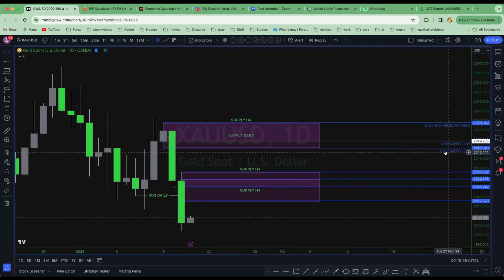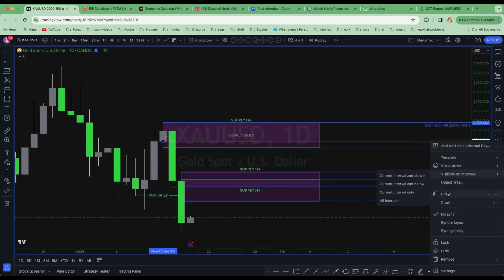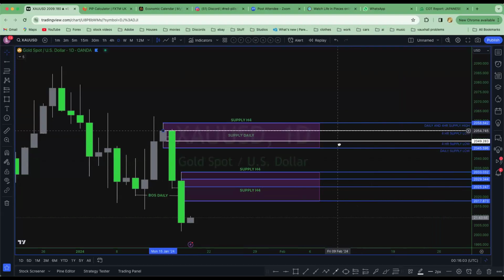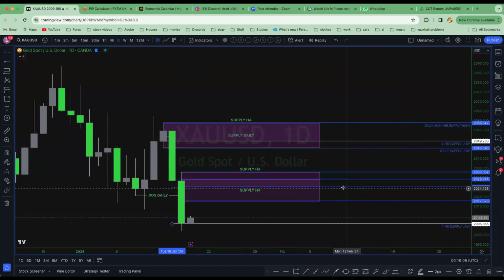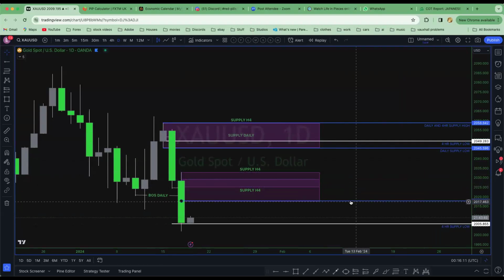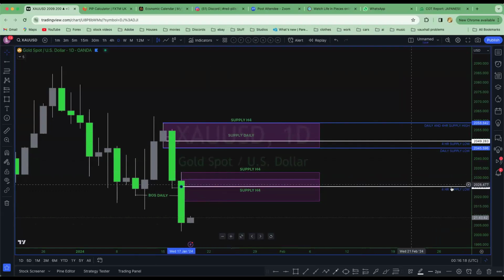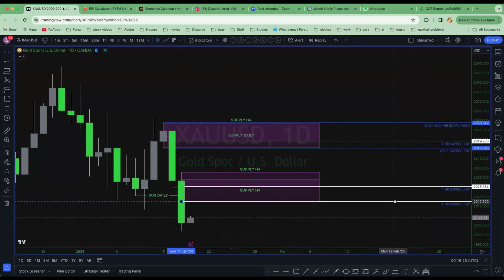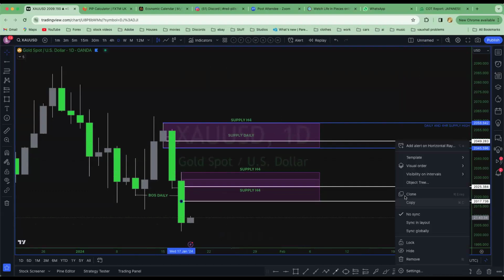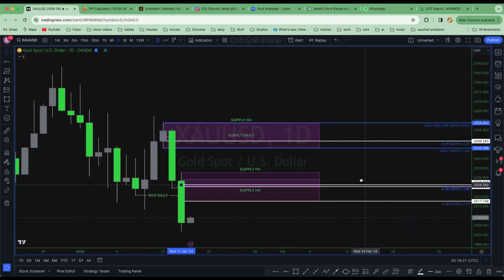So I'll do the same thing here. So 4 hour supply low. So let's just clone this one here. I'm just going to delete all of these ones and then redo them quickly. 4 hour supply low. And then clone this here. 4 hour supply low. Let's clone this again. Let's do this.